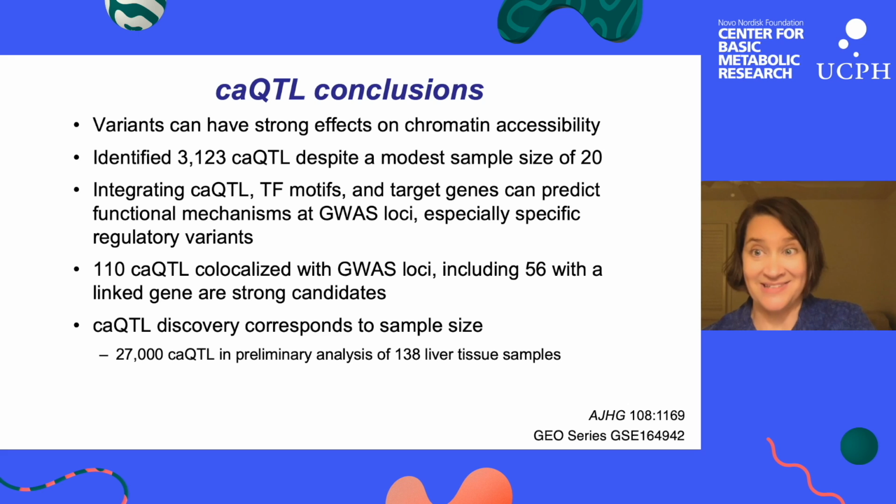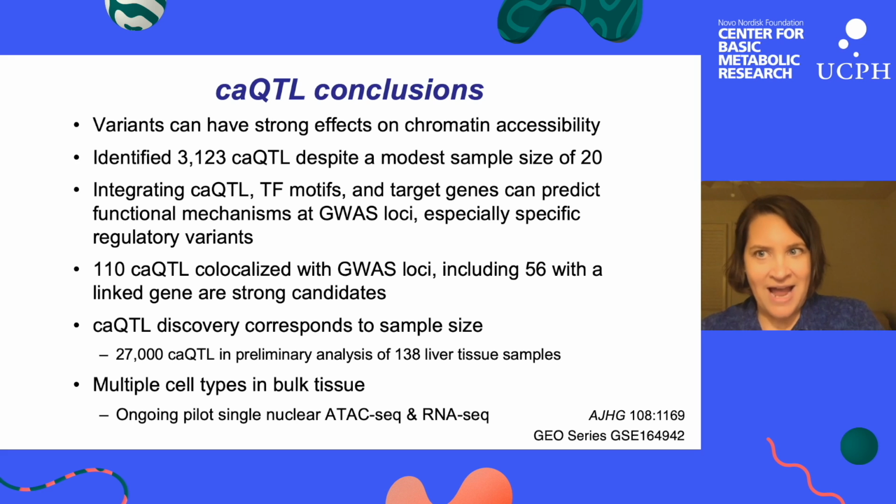caQTL discovery, like genome-wide association studies, corresponds to sample size. So we now have very preliminary data from a sample size of 138 liver tissue samples, and we identify almost 10 times more caQTL across the genome, opening the doors to identify many more co-localizations with GWAS loci and with eQTLs. Further, the data that I've described use human liver tissue samples with the whole set of cell types present. So we're now also doing a pilot study using single nuclear ATAC-seq and RNA-seq so that we can identify which regulatory elements are accessible in which particular cell types within the liver tissue. That can then be aligned with the expression patterns of different genes in those same cell types.